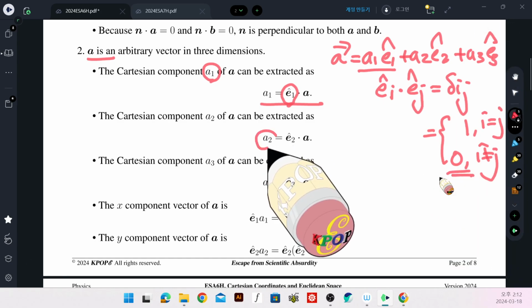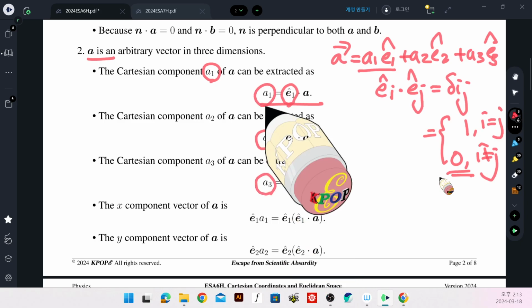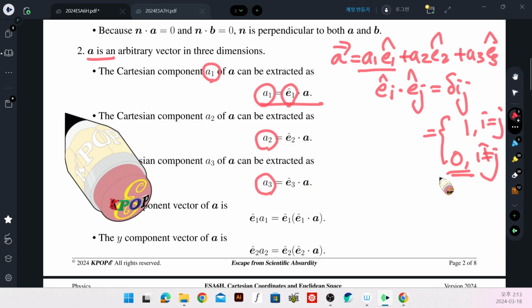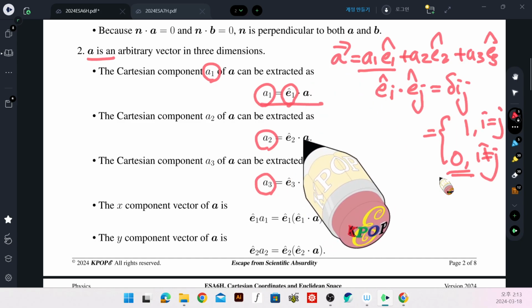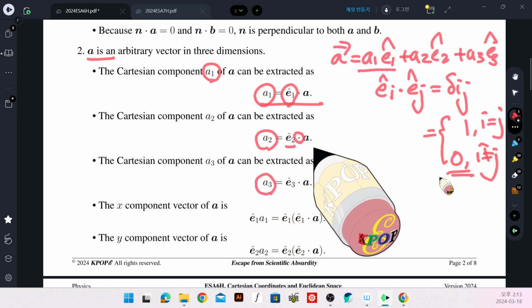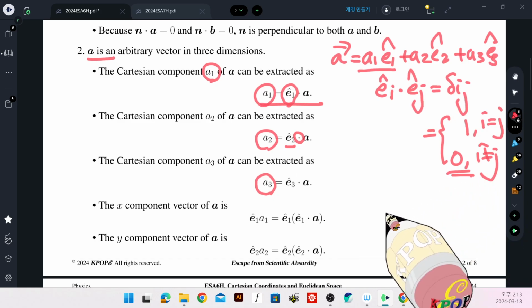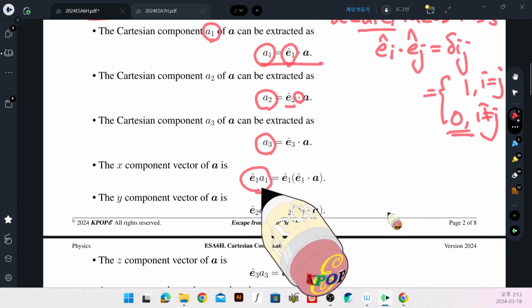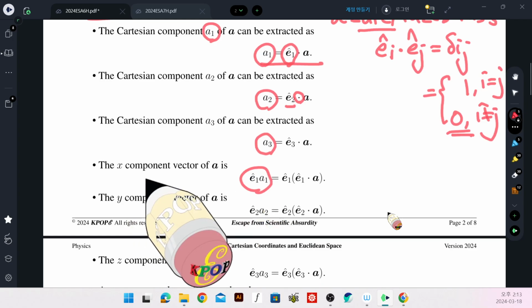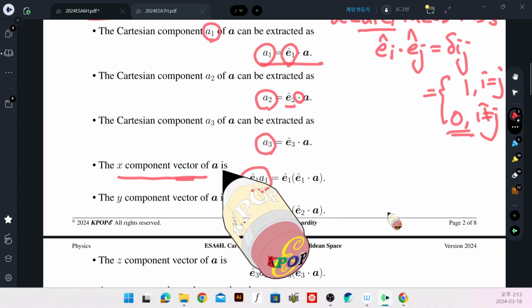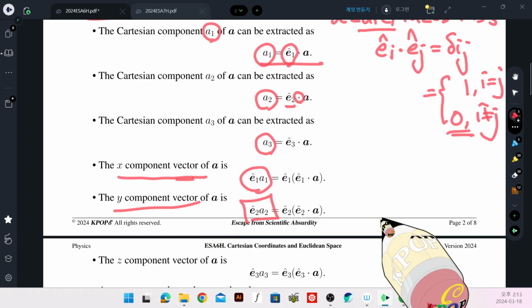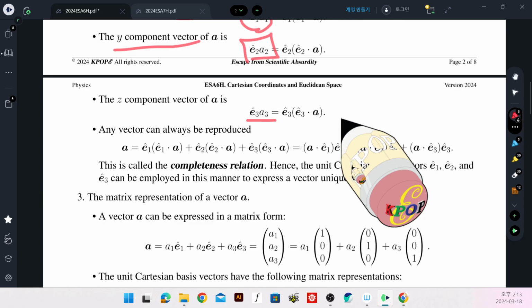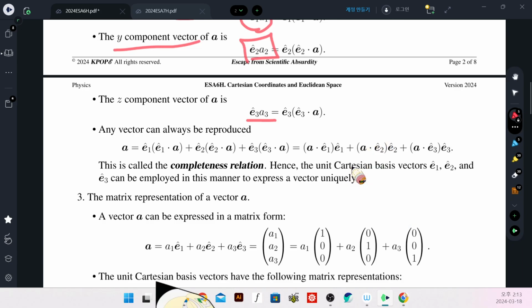In a similar manner, any Cartesian component of a vector can be read off from vector A by multiplying a unit Cartesian basis vector as a scalar product. In addition, this Cartesian component multiplied by the corresponding unit vector is a component vector. So this one is the x component vector of A, and this is the y component vector of A, and the z component vector of A.